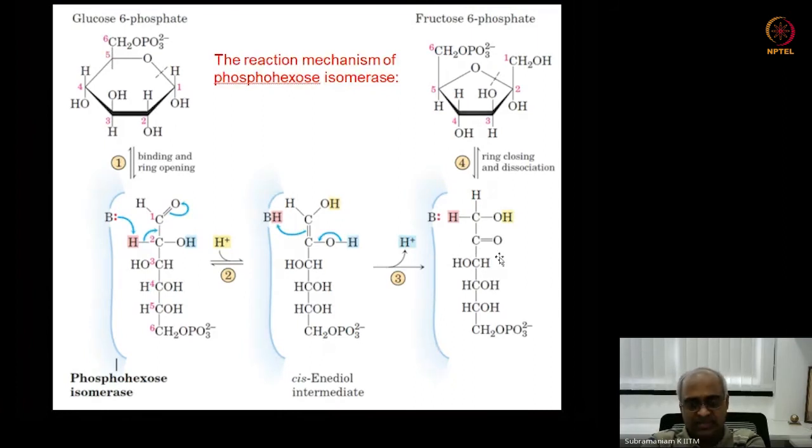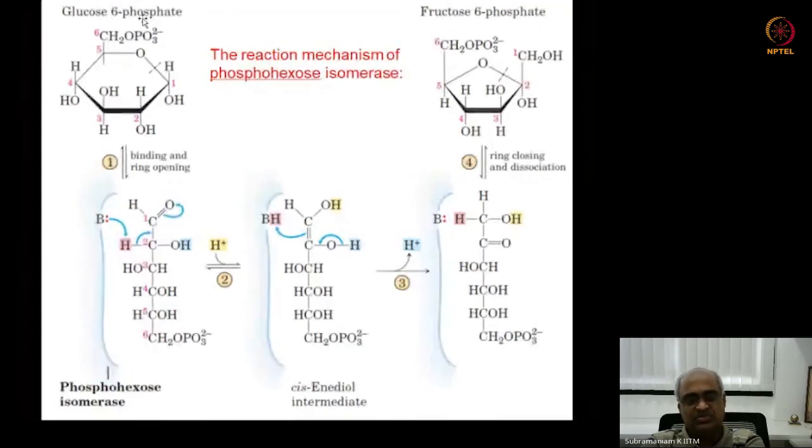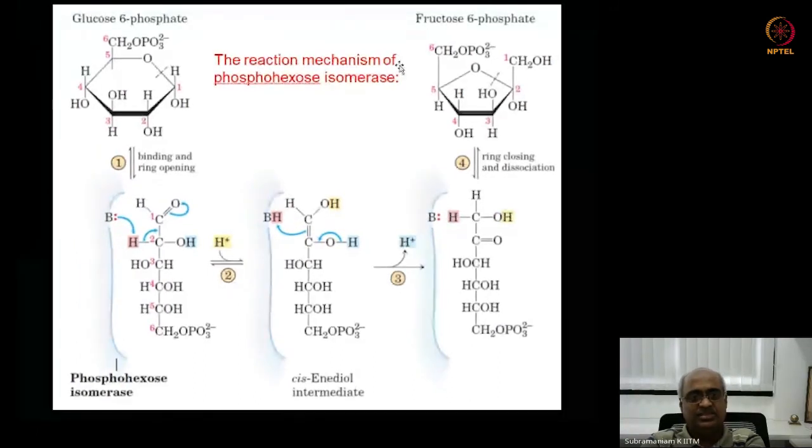To justify the name of this pathway, the pathway name is glycolysis, and the lysis actually happens between the 3rd and 4th carbon, and that is facilitated by the formation of this double bond here. This is the main reason why glucose becomes fructose. The actual version of glucose is glucose 6-phosphate, ends up becoming fructose 6-phosphate, and now ring closure and dissociation from the active site. So this is the reaction mechanism of phosphohexosisomerase.